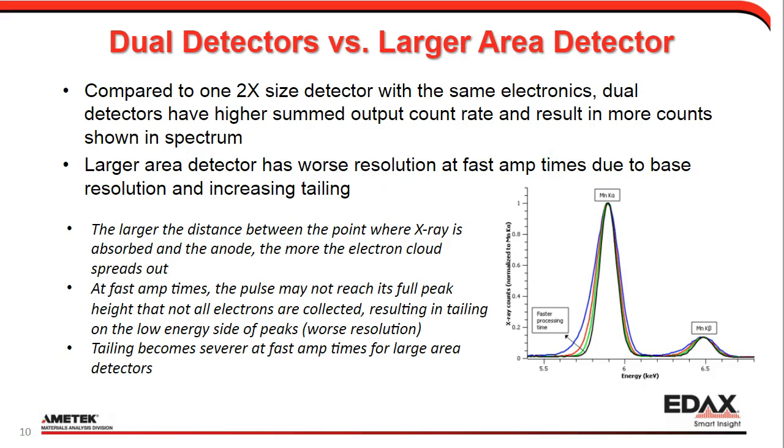This picture is an overlay of manganese peaks using different M times. Black is the slowest M time, which gives the best resolution. Blue is the fastest M time. It shows tailing on the left-hand side of the manganese K alpha peak.